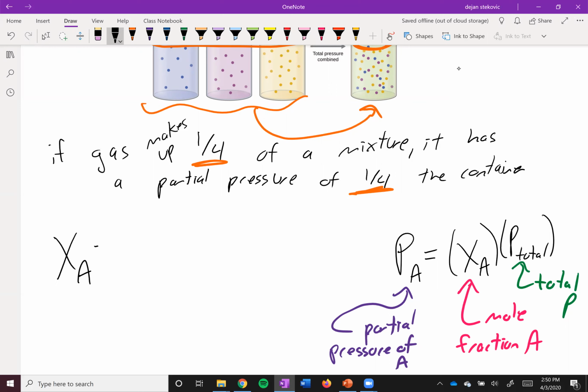So XA, the mole fraction: if you think about a fraction, it's just how much of a thing you have over the total amount of stuff. So it's nA. nA stands for the moles of A, over the total moles, so n total.